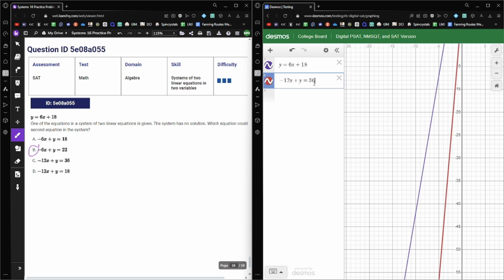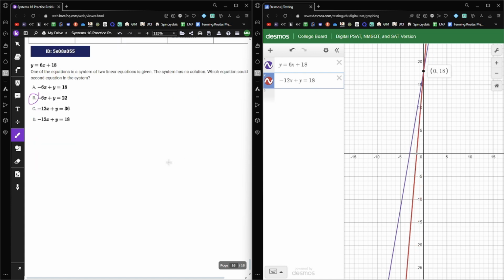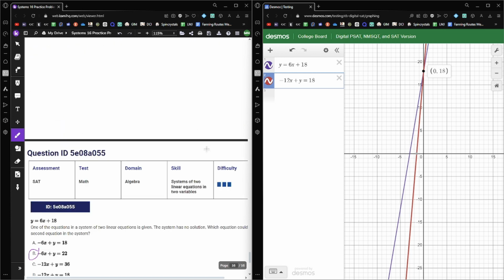-12x plus y is equal to 36. And here it does intersect, and you can pretty much guess that the next one is also gonna do the same thing. Oh, what's happening? All right, there we go. So it does intersect. Okay, our answer is B, and that was 16 questions on systems of equations.